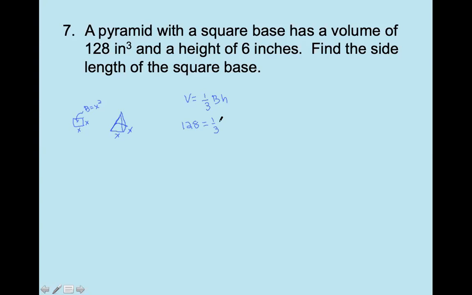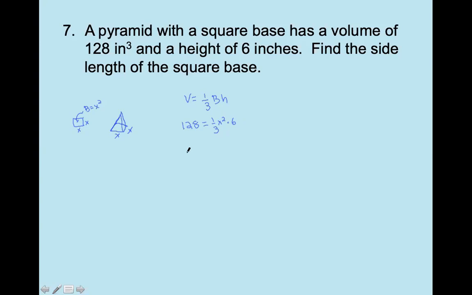So I'm going to fill that into my formula over here. In place of b, I'm going to put x squared. And then I know I'm going to multiply that times my height, and it says the height of the pyramid is 6 inches. All right, I can do a little simplifying. I can certainly take 1/3 of 6. The other thing you could do is multiply both sides by 3 first, but I'm going to do this because this 6 is divisible by 3. So I'm going to simplify that way.